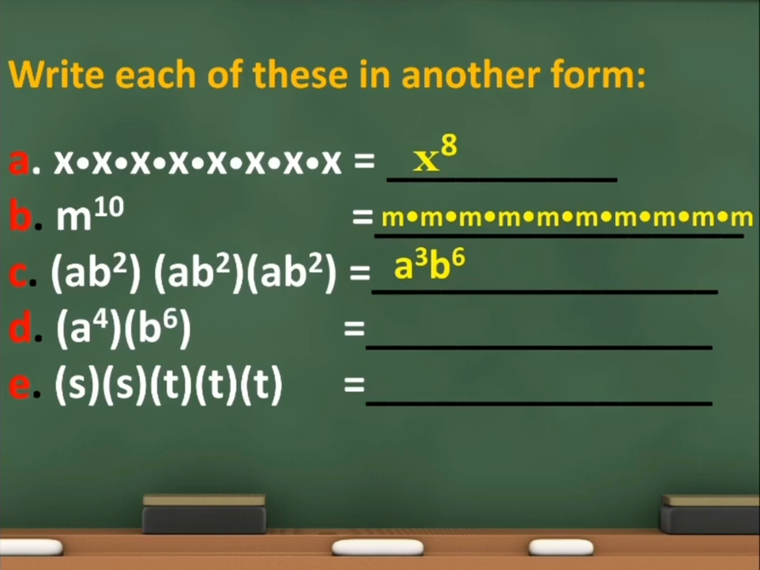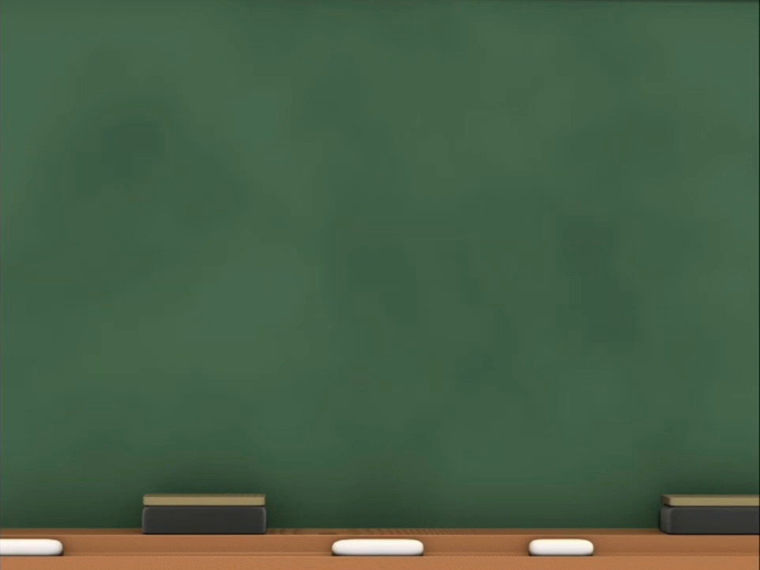Remember, dun sa ating product of power, multiplying the power with the same base, just add the exponent, then copy the same base. Okay, for letter D, expand lang natin yung a to the 4th power. So magkakaroon tayo ng a times a times a times a, and then b times b times b times b times b, and then for letter E, s raised to the 2nd power and t raised to the 3rd power. Okay, next.